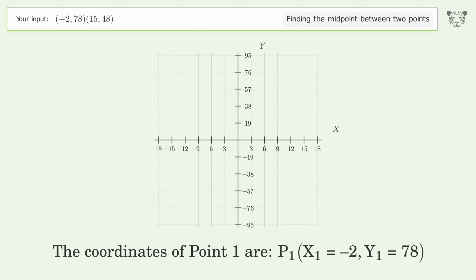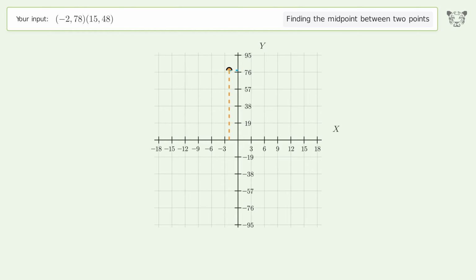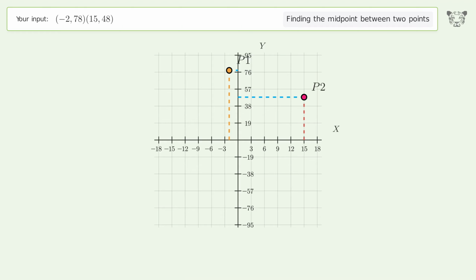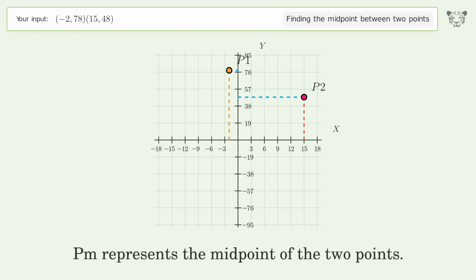The coordinates of point 1 are, x1 equals -2, y1 equals 78. The coordinates of point 2 are, x2 equals 15, y2 equals 48. PM represents the midpoint of the 2 points.